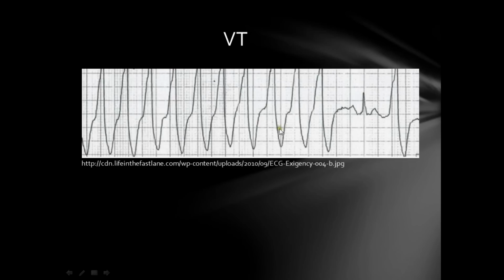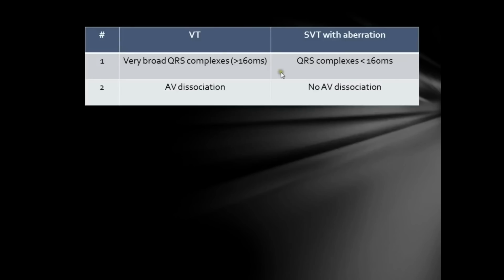Therefore, it's simply a wide QRS complex, but not very wide, as in ventricular tachycardia. And you can see here an example of ventricular tachycardia, and you can clearly see the very broad QRS complexes. Clearly, it's more than 4 small squares. And coming to the second difference, in ventricular tachycardia, you usually have an atrioventricular dissociation, in which the atria and the ventricles beat independently of each other.